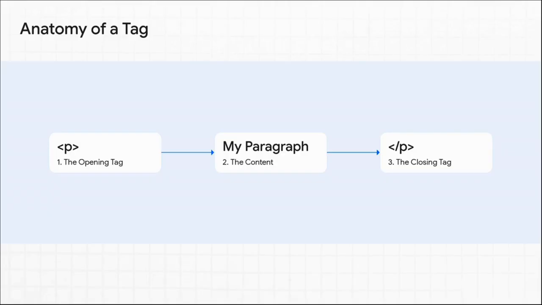And the structure of a tag is super straightforward. First, you have an opening tag, like this, p you see here for a paragraph. Then you have your actual content, the text itself. And finally, you have a closing tag. It looks just like the opening one, but it's got that little slash. So it's just open, content, close. That's the basic pattern for almost everything in HTML.